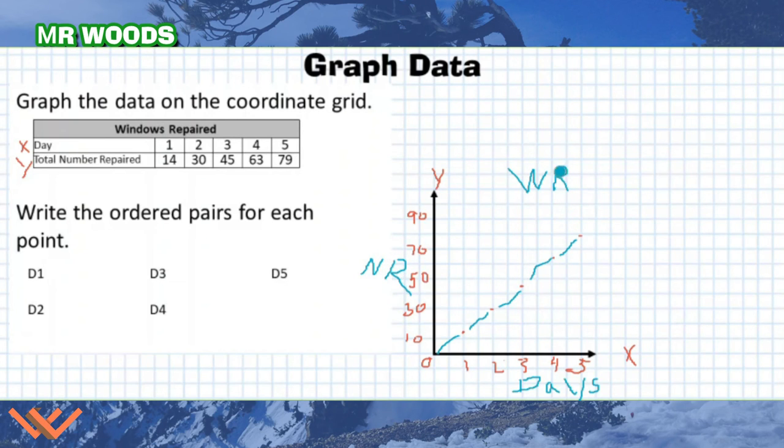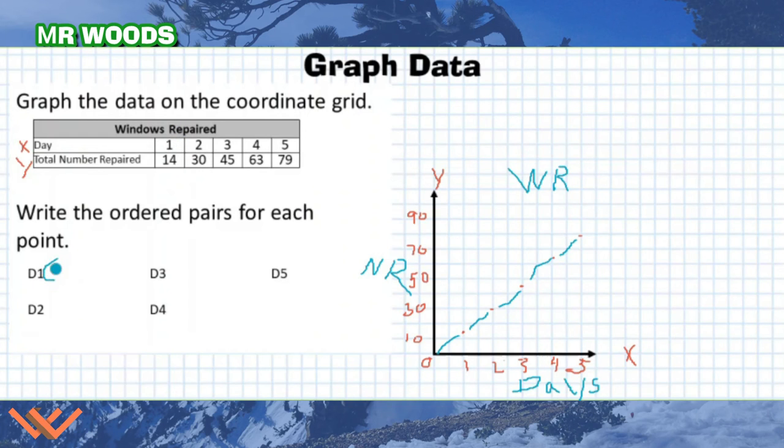Okay, so now my graph here is properly labeled. I understand where the X is, where the Y is, the number of windows repaired, and the number of days. I can write the ordered pairs for each point, similar to the last one we just did for graphing that data. So we look at here, day one.